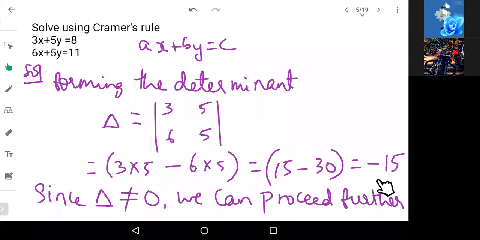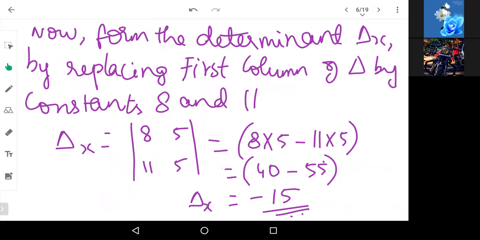Now if you see, delta is minus 15. The delta value can be a plus or minus value, but it should not be 0. Here, since it is a minus value, there is no problem, so we can go to the next step. In the next step, we consider the constants 8 and 11 in the place of 3 and 6. And we get a new determinant, and this is delta x. Once we find the value of the determinant, we again get minus 15 as the value of delta x.